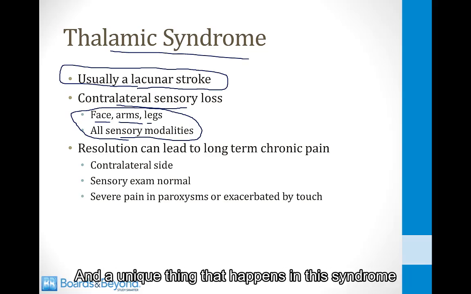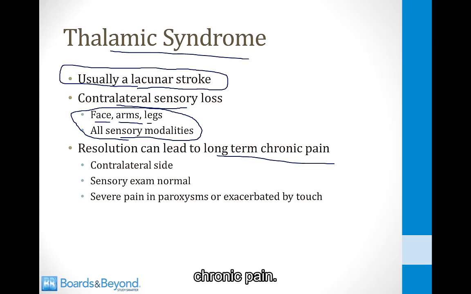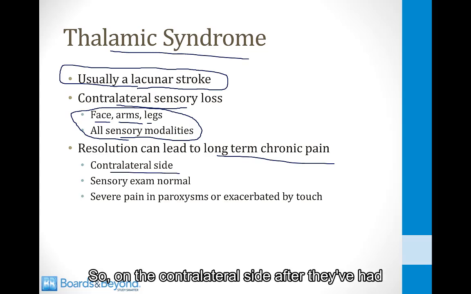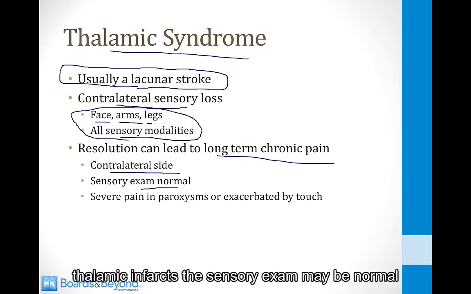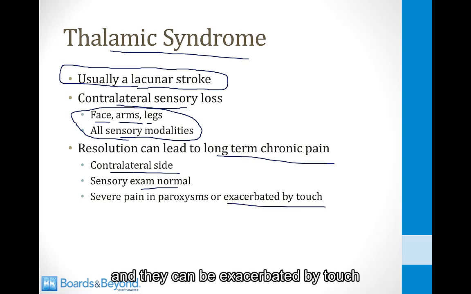And a unique thing that happens in this syndrome is after it resolves, patients can have long-term chronic pain. So on the contralateral side, after they've had thalamic infarcts, the sensory exam may be normal, but they have these severe pains that come on in paroxysms, and they can be exacerbated by touch, and it can be very disabling.